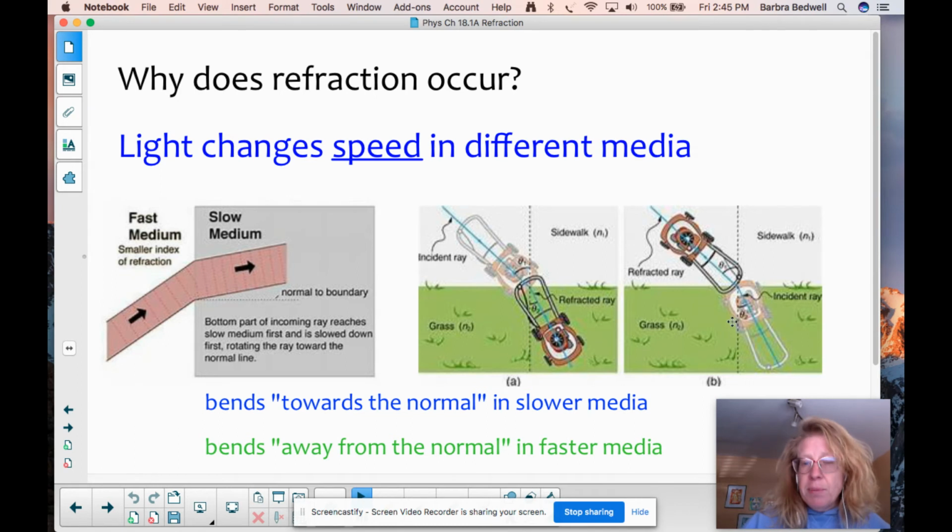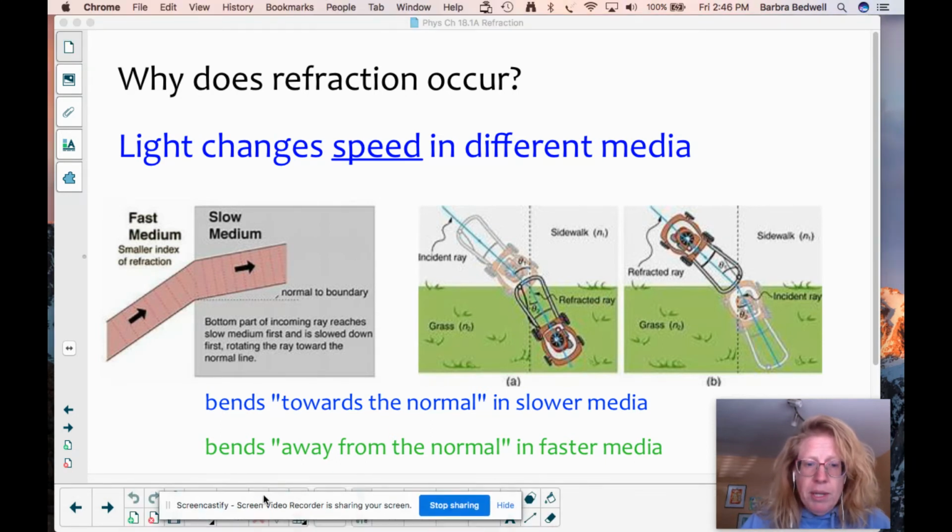And then in this particular case, the opposite is happening, right? If we're talking about it going in this direction now, it starts in the grass and then ends on the concrete. Here's a narrower angle, and then as it goes into the concrete, it bends away from that particular normal line. So we would say in that case, it bends away from the normal, and this is a pretty consistent pattern.